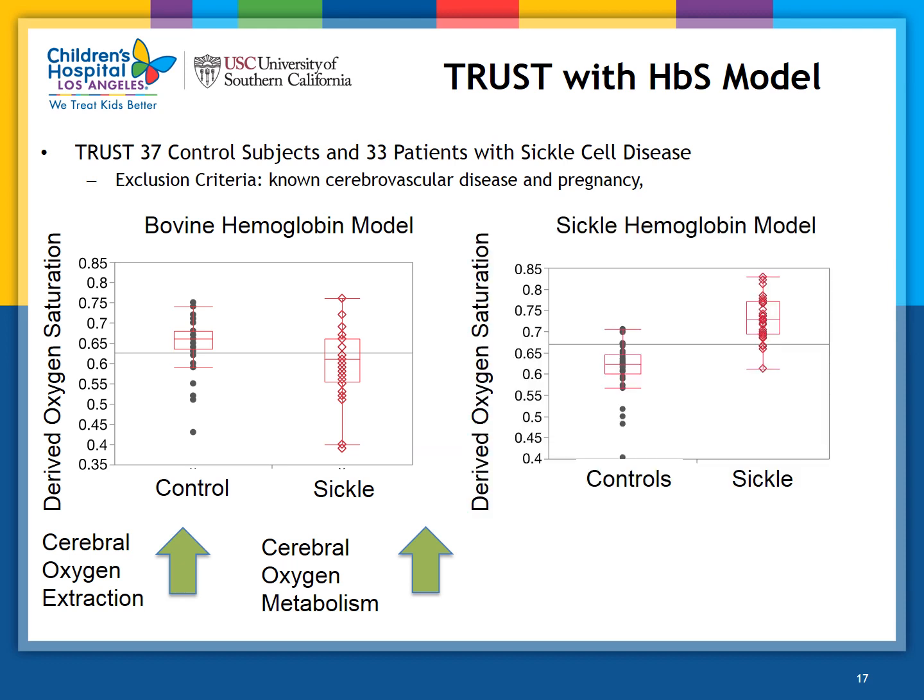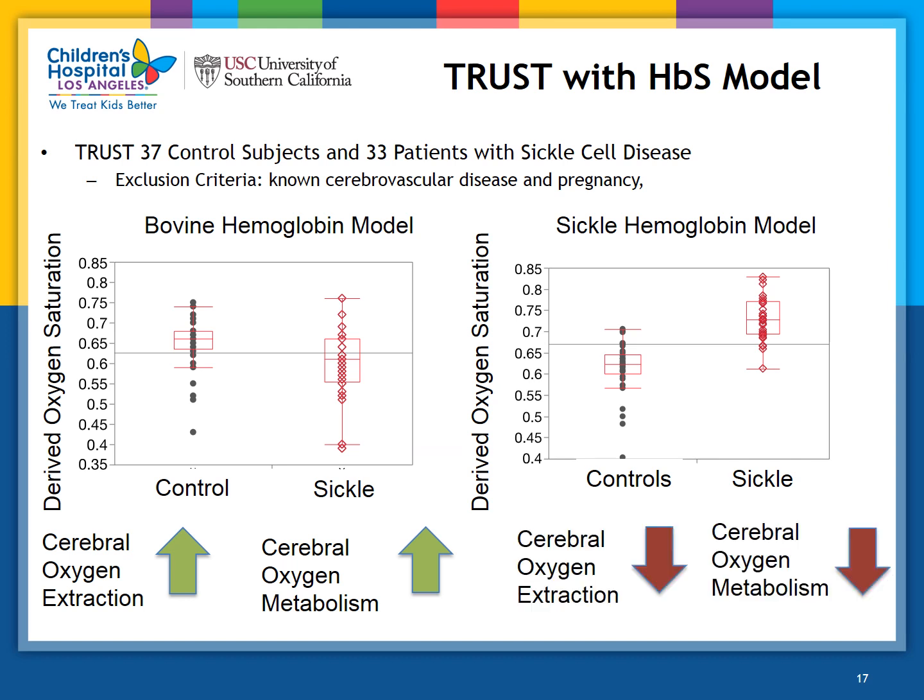Surprisingly, however, if we use the newly derived sickle model in our sickle cell disease subjects, the oxygenation was much higher than controls, which meant that oxygen extraction and metabolism were actually decreased in subjects with sickle cell disease, a complete opposite finding of previous work.